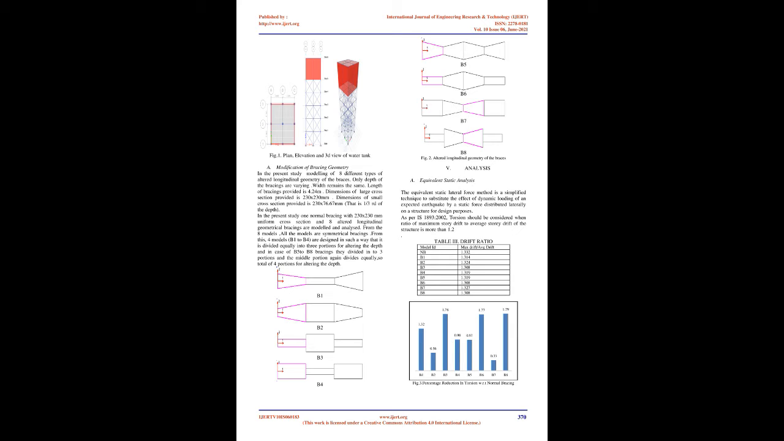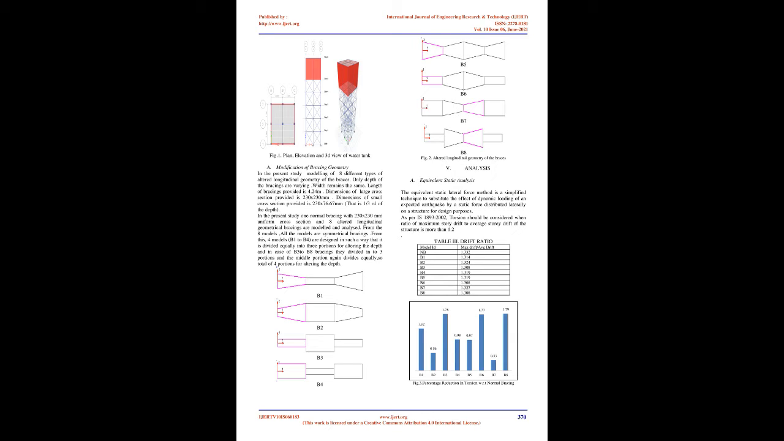A modification of bracing geometry. In the present study, modeling of 8 different types of altered longitudinal geometry of the braces is done. Only the depth of the bracings is varying. Width remains the same. Length of bracings provided is 4.24 m. Dimensions of large cross-section provided is 230 x 230 mm. Dimensions of small cross-section provided is 230 x 76.67 mm, that is 1/3rd of the depth.